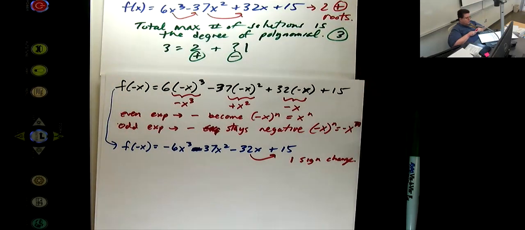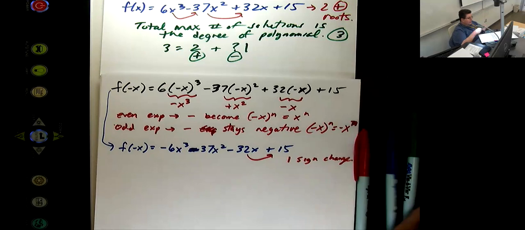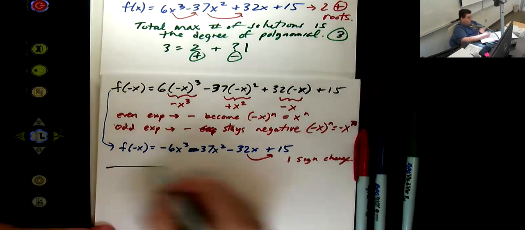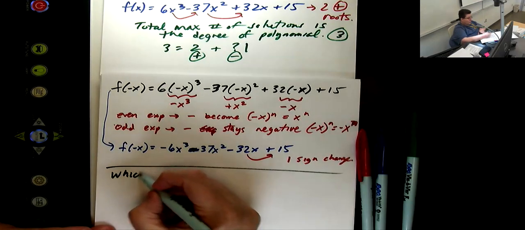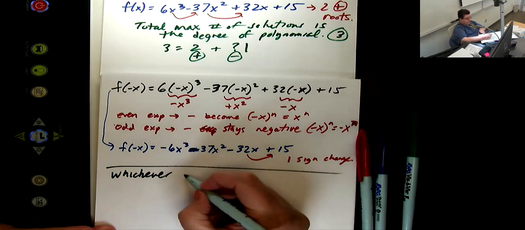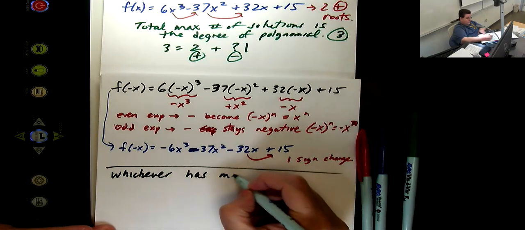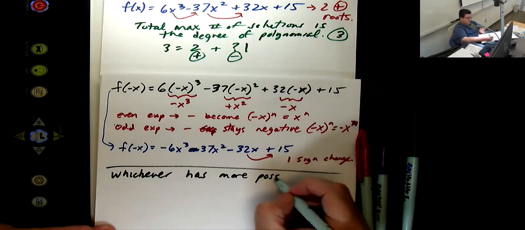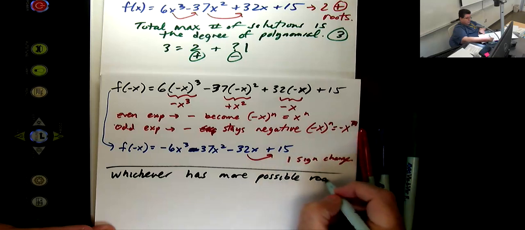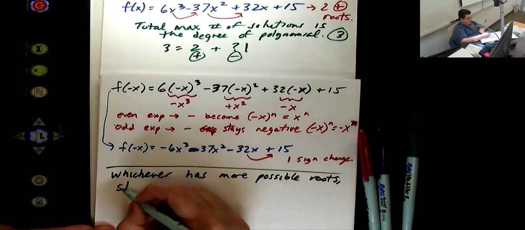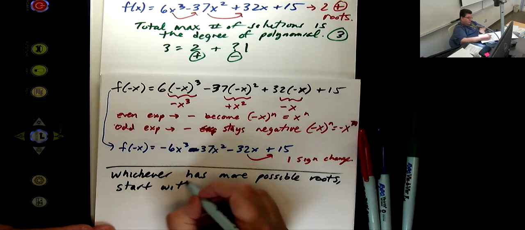And the way you can use that to your benefit is, whichever has more possible roots, start with those P over Q.